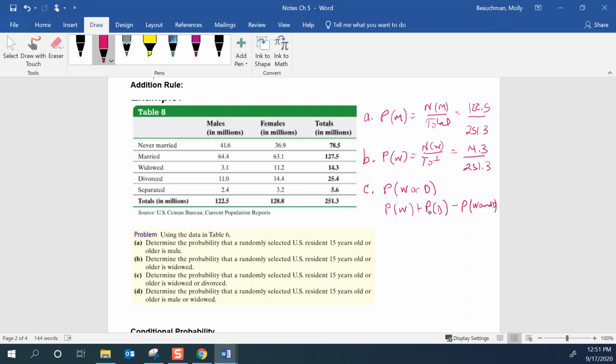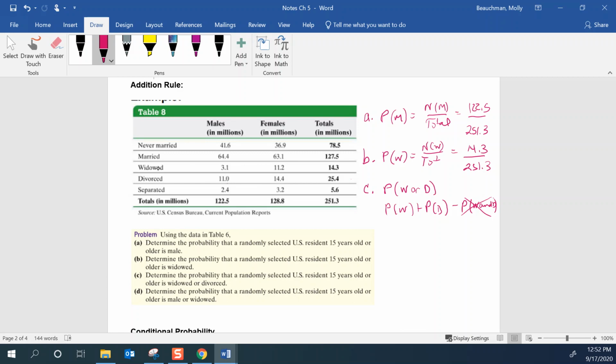Both of these are row variables. We have widowed, we have divorced, so there is no overlap. There are not going to be any that are both at the same time. So these would be called mutually exclusive, meaning there aren't any that are in both categories.